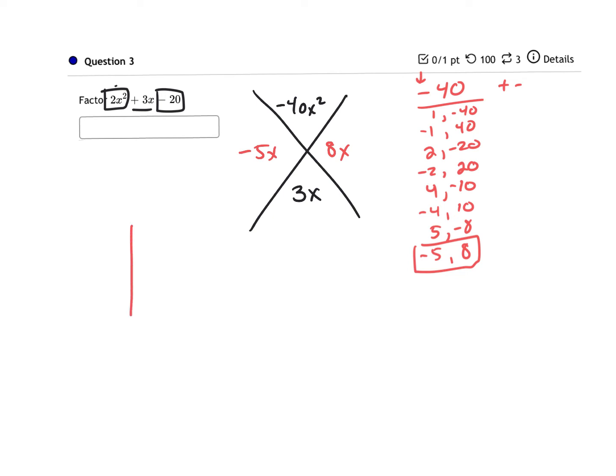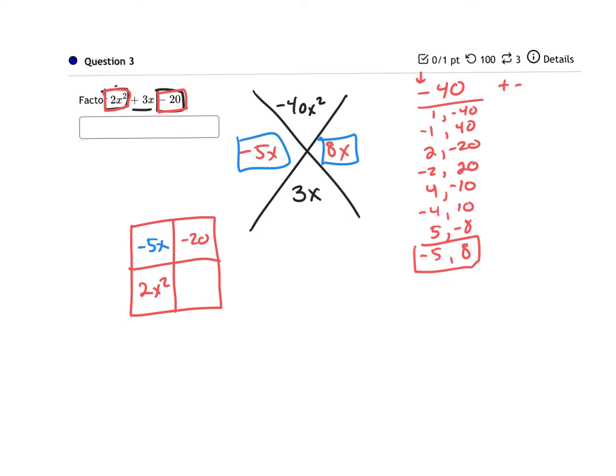So then I need to make my generic rectangle. It looks like this, and I start with this number here, 2x squared, and then I go to this number here, negative 20. Then I take the two numbers, negative 5x that I came up with in my diamond, and then 8x.